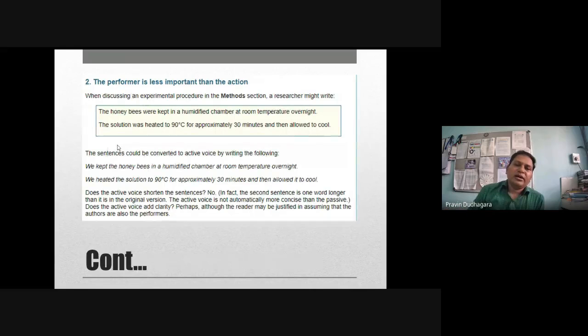Second, the performer is less important than the action. For example, the solution was heated at 90 degrees centigrade for approximately 30 minutes and then allowed to cool. I think there is no need to name the performer who carried out the experiment. This sentence, or the action carried out, is self-explanatory. So if you use such malpractice to change the word or the voice, then the entire sentence and paragraph suffers a loss of meaningful information.